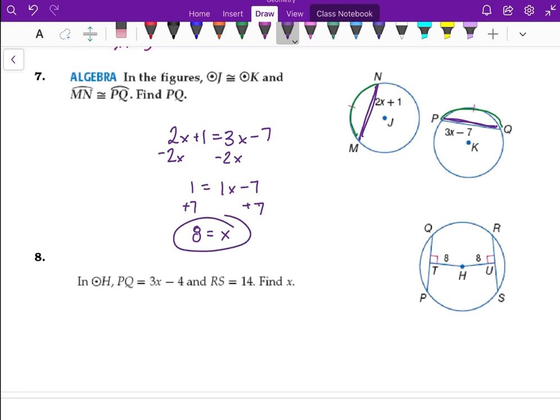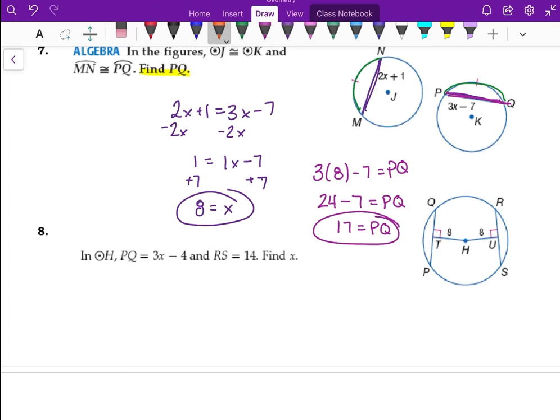So that's not what I'm asked to find. I'm asked to find PQ. Well, PQ is this line right here. So now that I have x, I can just plug that back into PQ. And solve. 3 times 8 is 24, minus 7. And 24 minus 7 is 17.